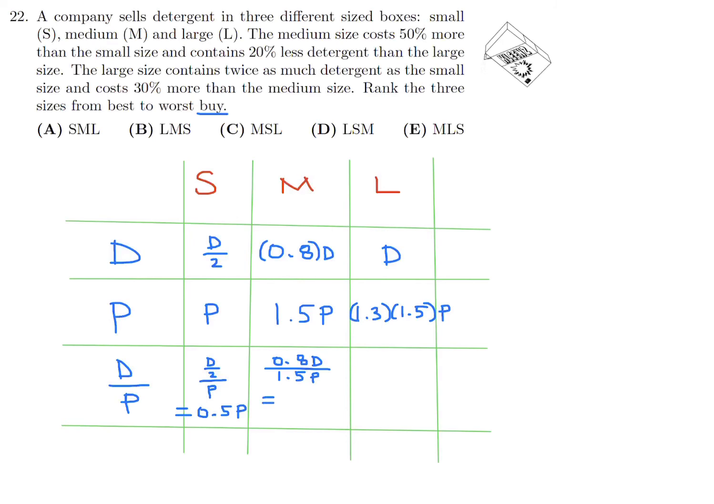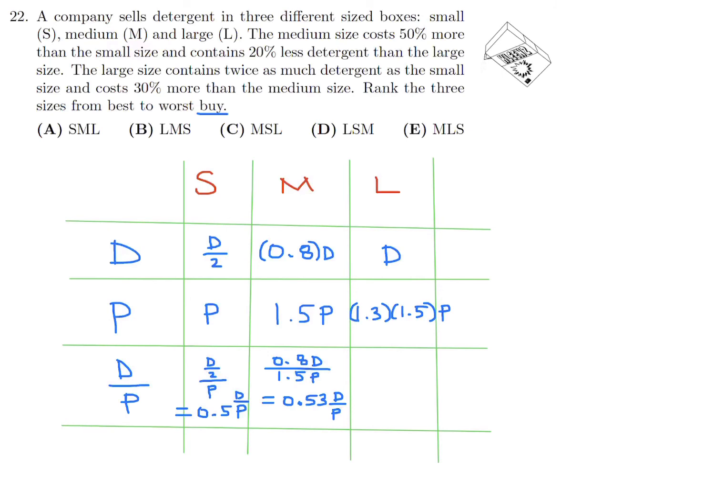And that is 0.53 D over P. This should be D over P, sorry. D over P is telling me how good of a buy it is or not. The more detergent over price ratio, the better of a buy.